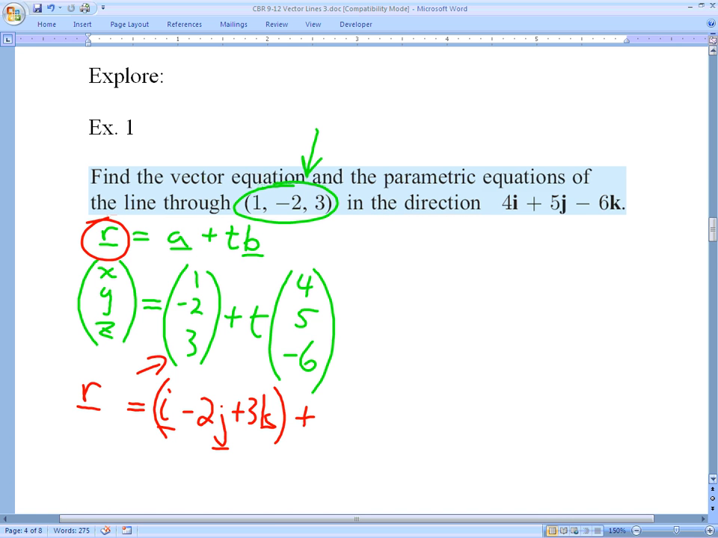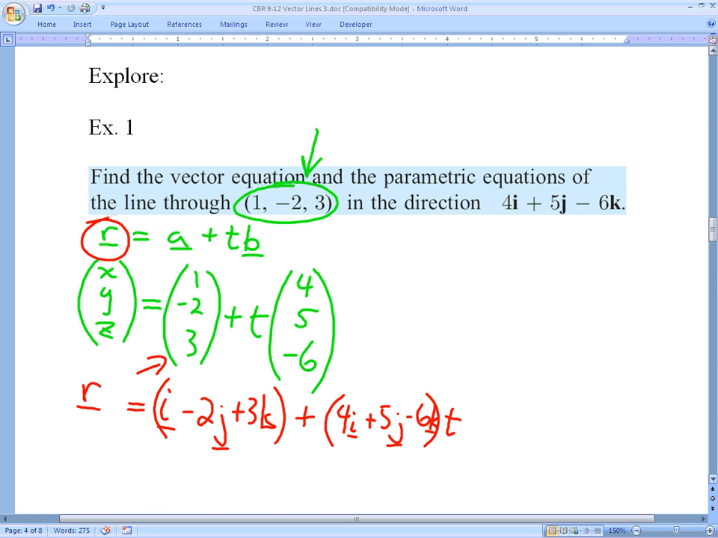Plus, you can put the t in front or behind. I'm going to put it behind because I'm more comfortable putting numbers before variables. And so I have my 4i plus 5j, and then minus 6k, all times t. As you can see, that first set of parentheses is optional. The second set of parentheses can be removed if you distribute t to everything. That's sort of a standard way of writing it. Allows us to see our 2 separate vectors, and we're written in unit form.